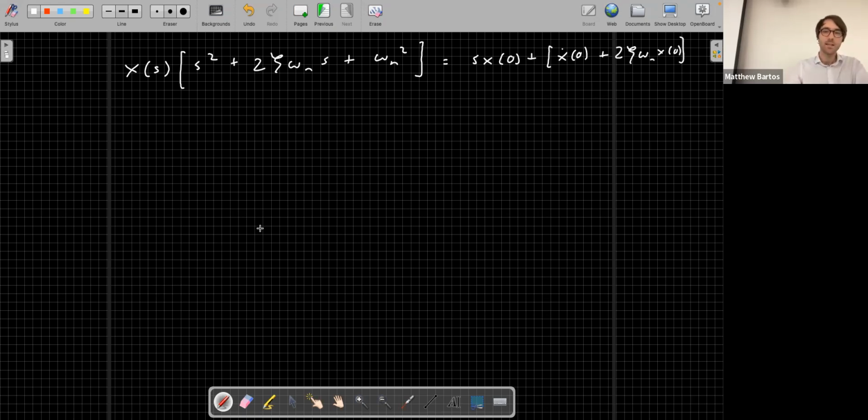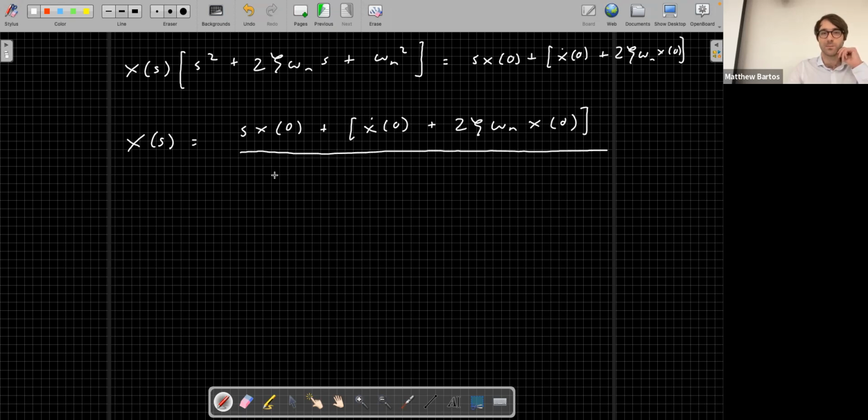Good. Okay, and we can write out our expression for the displacement in the frequency domain simply by dividing through by this term on the left-hand side. So dividing through by our characteristic equation, we'll end up with s times x at time 0 plus quantity x dot at time 0 plus 2 times the damping ratio times the natural frequency times the initial displacement, all over our characteristic polynomial s squared plus 2 zeta omega n s plus omega n squared.